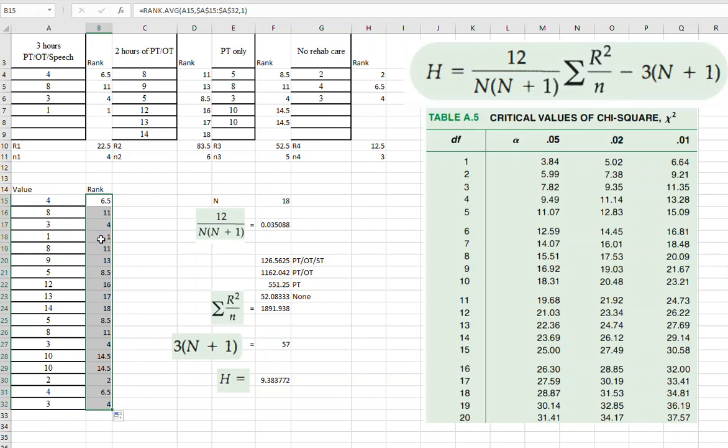I'm going to drag that down, and as you can see, because I've linked these cells with the rank above, they've populated. From there, we can see that R1, R2, R3, and R4 are all calculated. It's shown by the sum here.